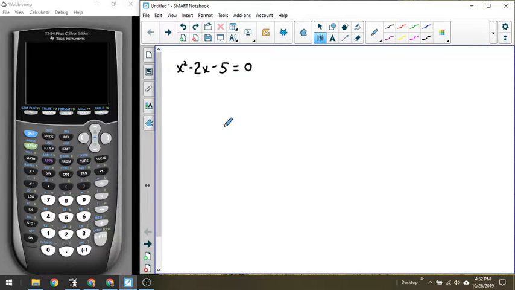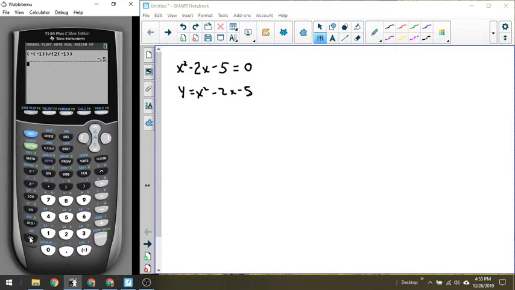Section 3.2.4, we're going to find solutions to this quadratic equation using the calculator table function. I've not done it before, but this is how you do it. First thing I'm going to do is rewrite this the way we're going to use it: y equals x squared minus 2x minus 5. Then I'm going to put it in the calculator, just like we're graphing it.